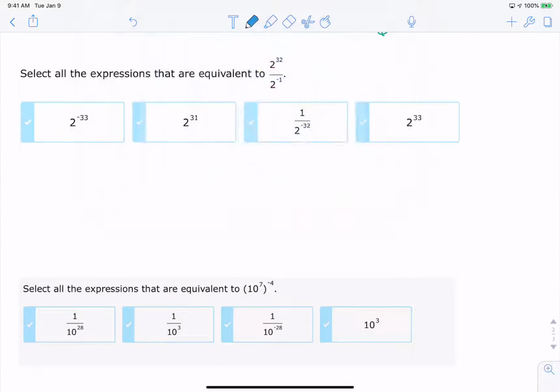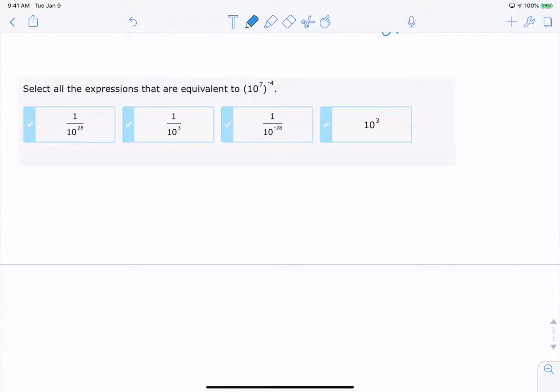All right, next one. Bases are the same, exponents are different. We're dividing, so we're going to subtract. So we have 2 to the 32 minus negative 1. Okay, so minus negative ends up being just adding. So 32 plus 1 would be 2 to the 33rd. If we write that as a negative, it would be 1 over 2 to the negative 33rd. So if we look at our options, we see 2 to the 33rd, and it looks like that would be our only option.